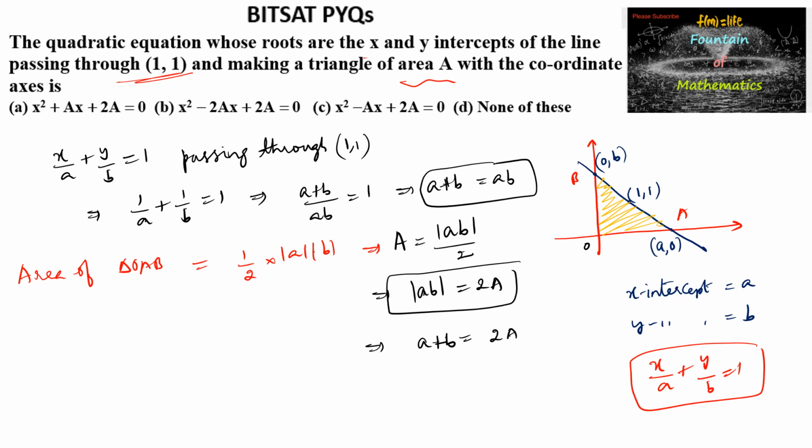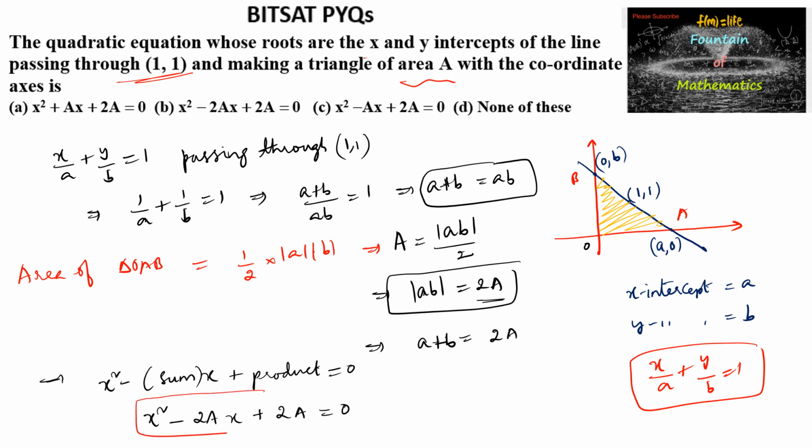So when a and b are the roots of the equation, the quadratic equation we can write x square minus sum of the roots into x plus product of the roots is equal to 0. So we can write x square minus the sum, which is 2A, and the product of the roots is again 2A. So x square minus 2Ax plus 2A is equal to 0 is the required equation, which is our option B.